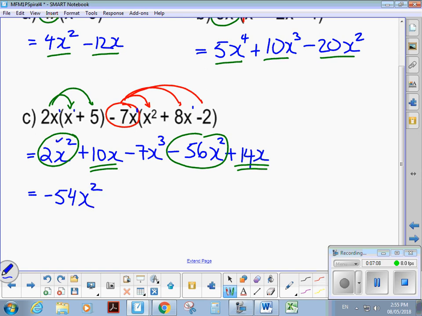So that takes care of that one and that one. My x's, 10 plus 14, so plus 24x. Takes care of that. And the 7x cubed, he had no friends. So he just tags along. He had no one to add up with or combine with. Now we have no like terms. If you check them, these are not like terms. You cannot put them together. That is where it stops.